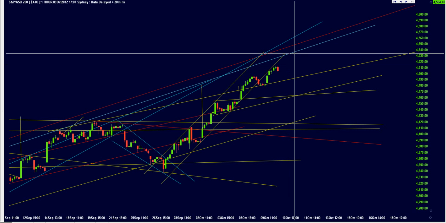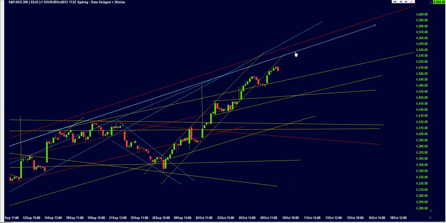I would expect if the markets for some reason decided to rally on up to this blue line, that we would find a strong area of resistance either on this blue line here or on this red area up here.